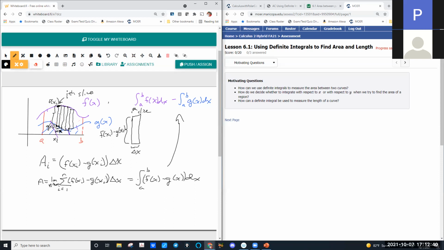But we do assume that they all have the same width, because eventually we're going to let that width basically go to 0. It's infinitely small. And so we're fine to allow them to be the same width.